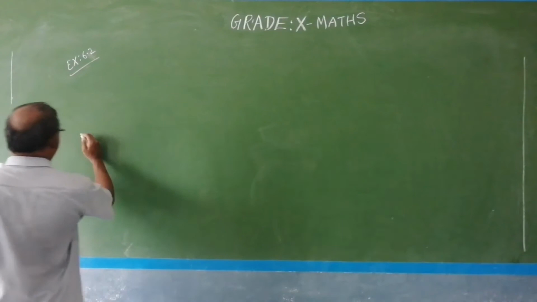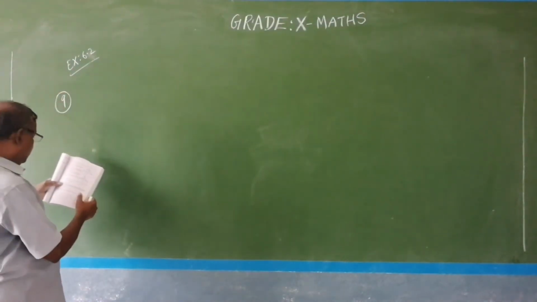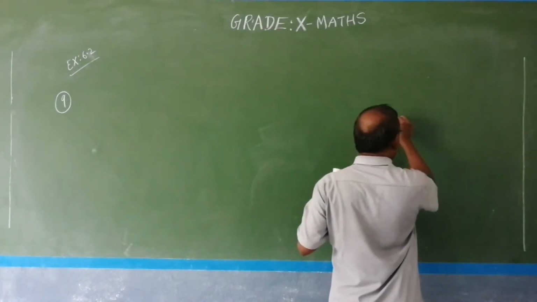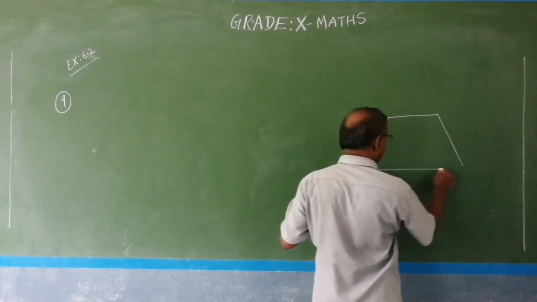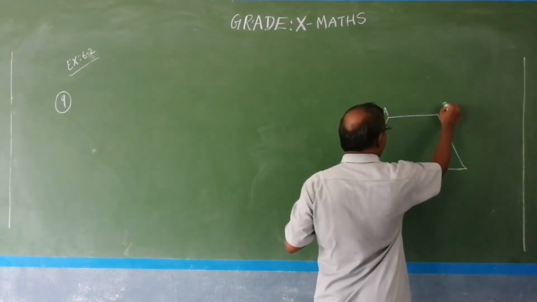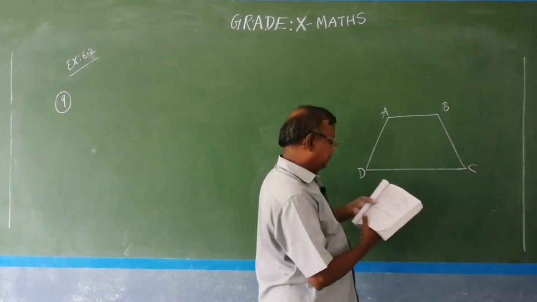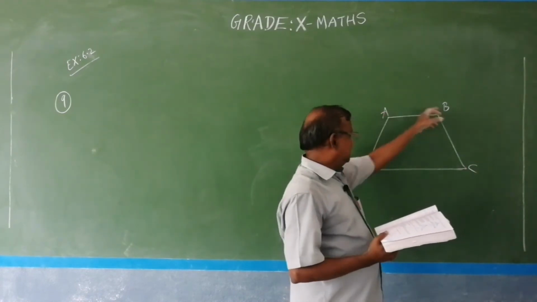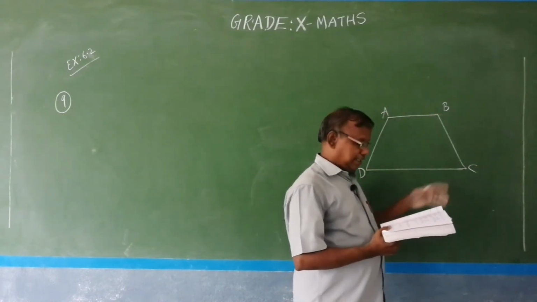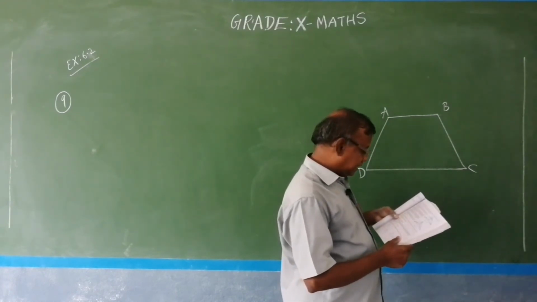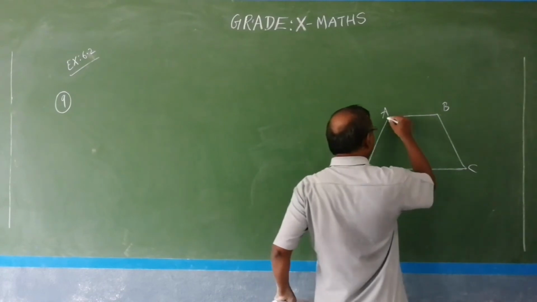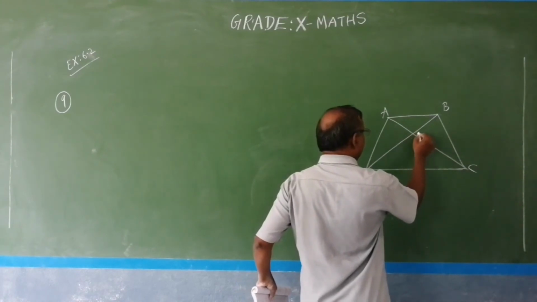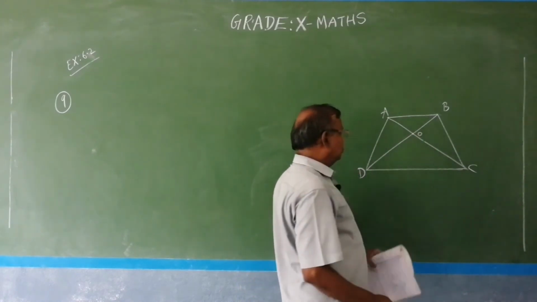Question number 9. ABCD is a trapezium in which AB is parallel to DC. So, let us draw a trapezium first and name it ABCD. Why have I written the name like this? Because they gave that AB is parallel to DC, and its diagonals intersect each other at the point O. So, AC and BD are the diagonals which intersect at the point O.